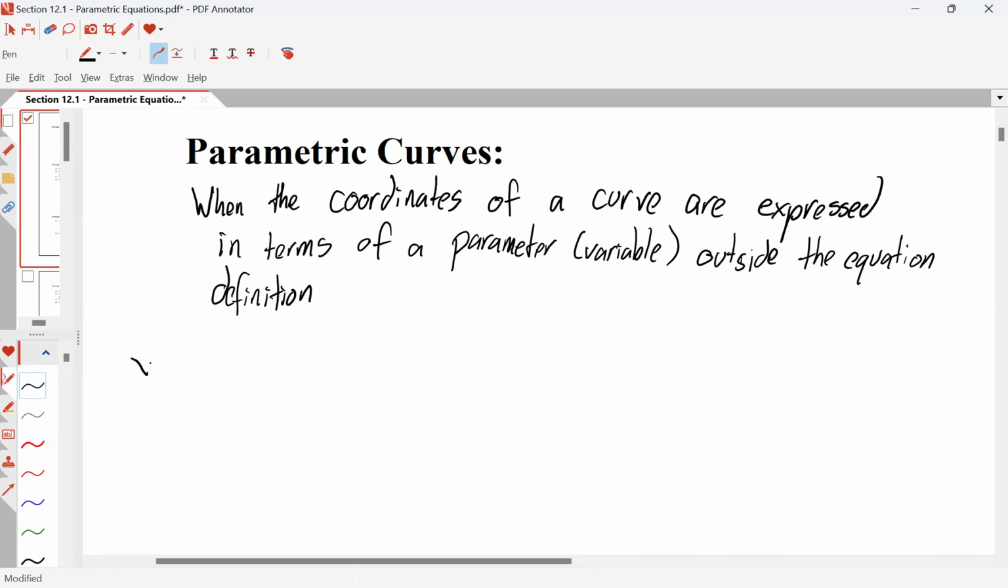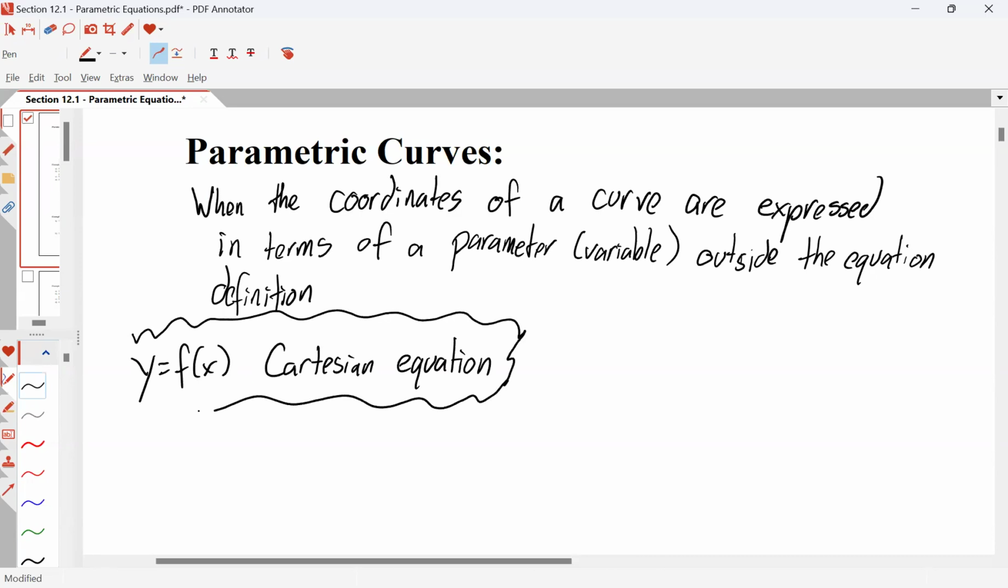Instead of saying y equals f of x, this is known as a Cartesian equation. Instead of this, for parametric, we introduce this third variable or third parameter that is the independent variable, and now x and y both become dependent.